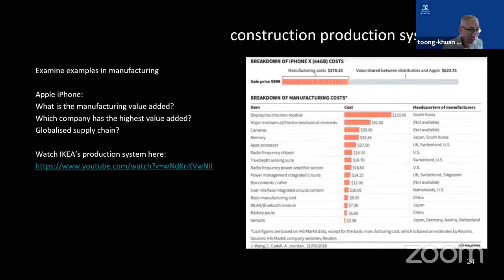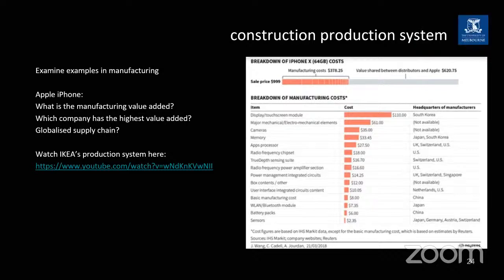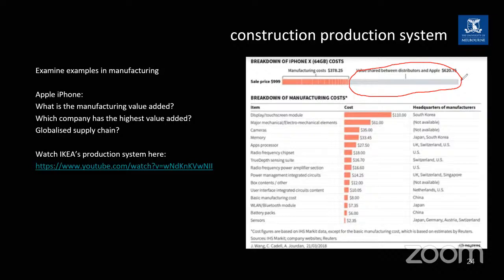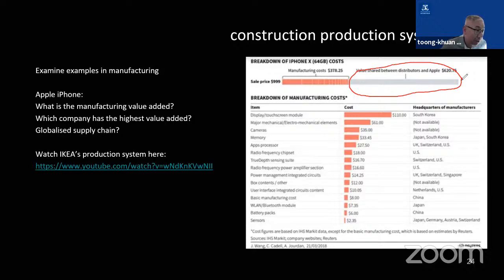So which company has captured the most of the value add? Who do you think has captured the most? Samsung? Sorry? Samsung. I don't think so. Look at it, South Korea? It's over here. Oh, Apple, yes. Apple, because they are in control of the manufacturing process and sales and marketing, captures 60% of the value. Whereas the Chinese company that assembles the phone has a basic manufacturing cost of only $8, and that goes to China.